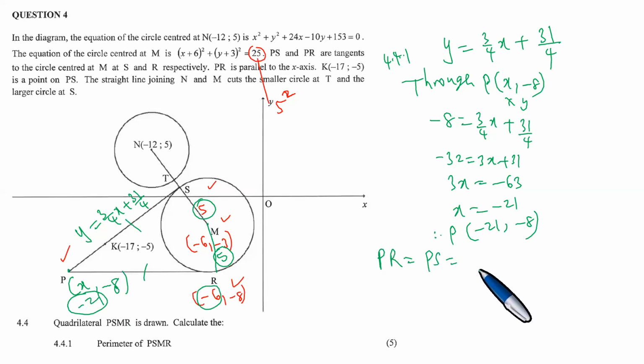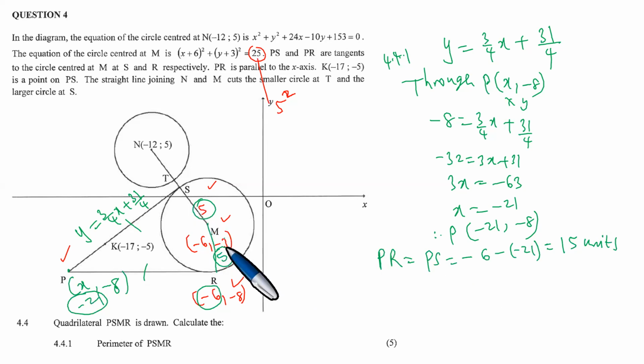which is the same as what? You can take the -6 and then you subtract the one ahead. You subtract 21, and what you're getting is exactly 15 units. Okay, we're getting 15 units for the length of PR, but it is the same as PS.